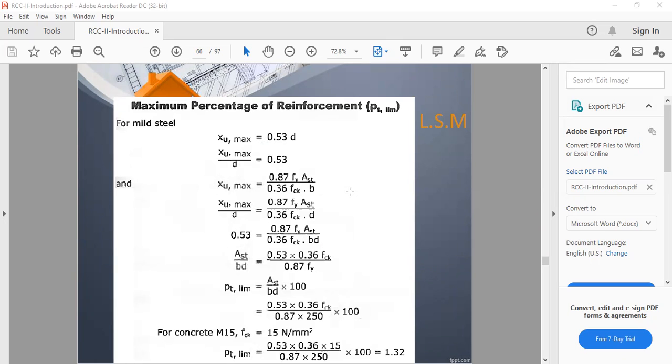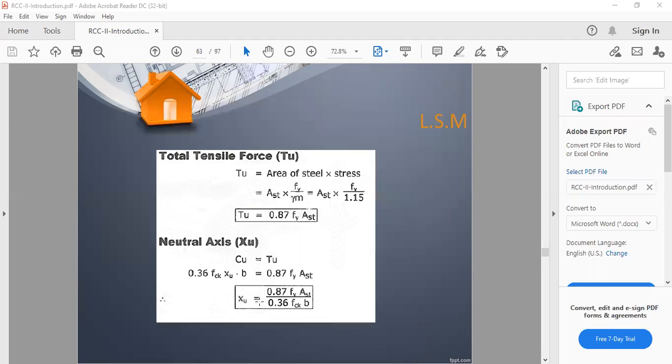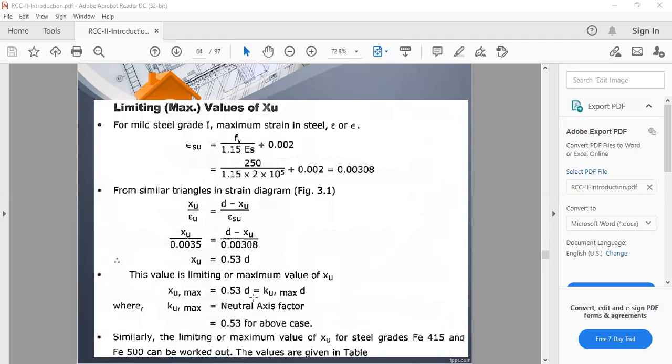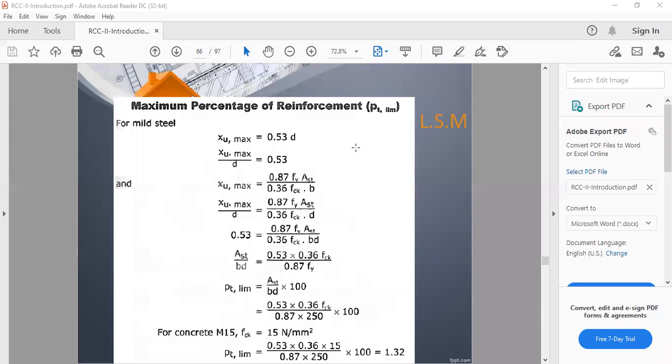Similarly, we can even calculate the maximum percentage of the reinforcement. This is another criterion. As I told you, you should know these values, more specifically CU, then TU, XU, then XU max, then the value of XU max for different grades of steel. And now, the percentage of the reinforcement. What should be the percentage of the reinforcement?